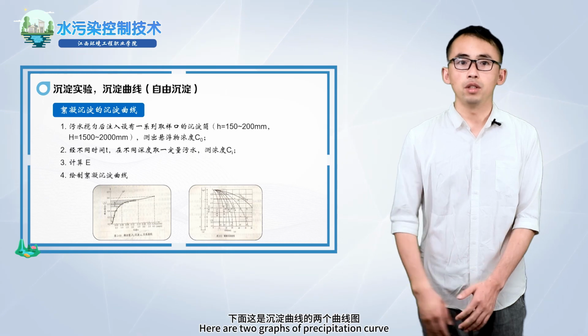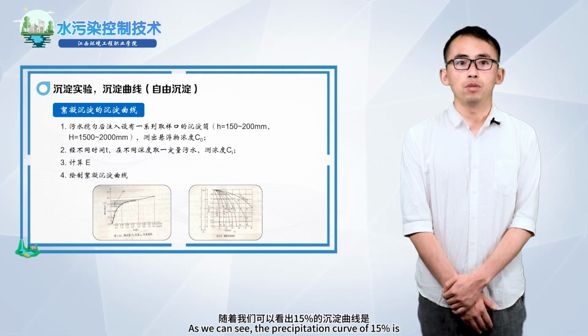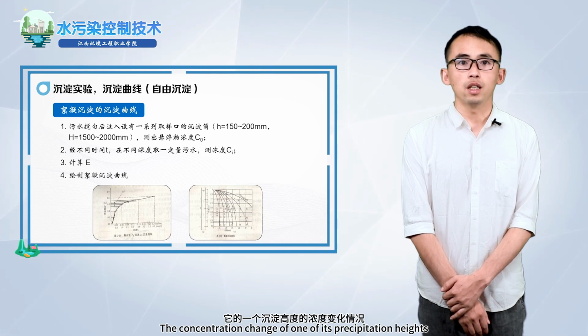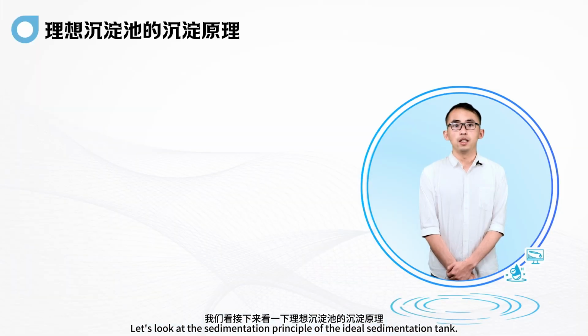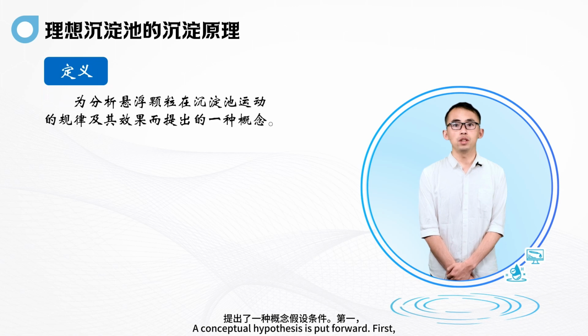Here are two graphs of precipitation curves. As we can see, the precipitation curve of 15% shows the corresponding precipitation time and the concentration change at one of its precipitation heights. Let's look at the sedimentation principle of the ideal sedimentation tank and its effects. A conceptual hypothesis is put forward.